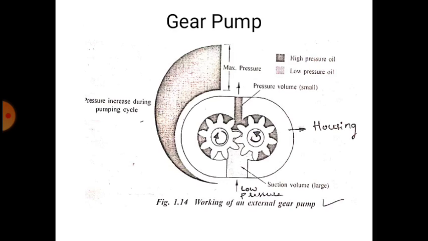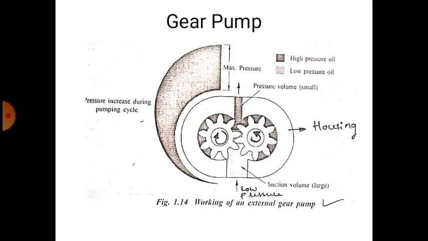So in the gear pump, inside the housing there are two gears, and we can see the two shafts, and one shaft is connected to the electric motor. When you start the electric motor, the gears will start to rotate inside the housing with a very small clearance, in terms of microns.